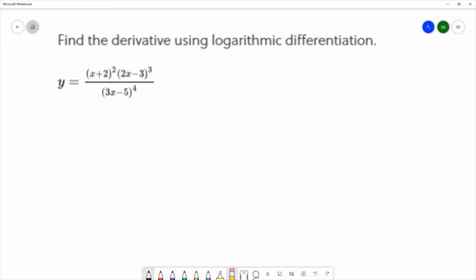So logarithmic differentiation introduces logs into your equation, and then when you introduce the logs, you're going to use implicit differentiation to calculate the derivative. So I'm going to introduce the logs on both sides of the equation.